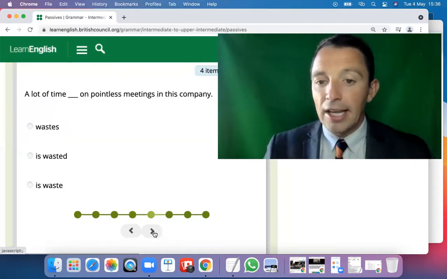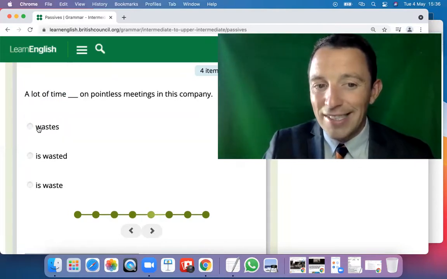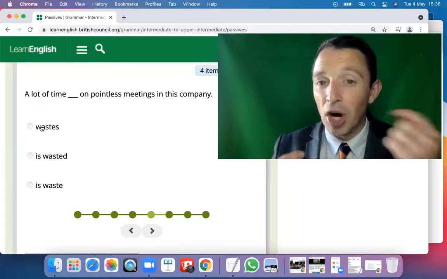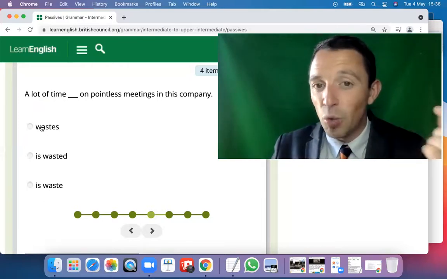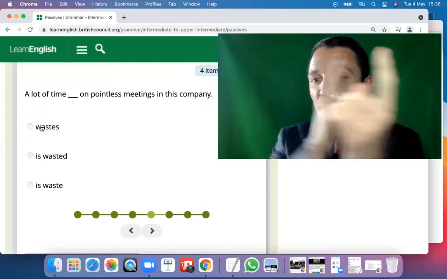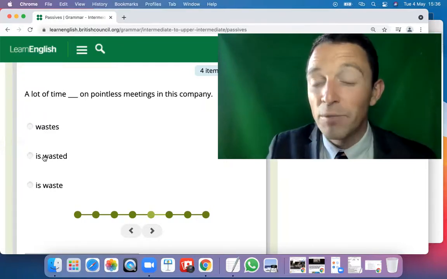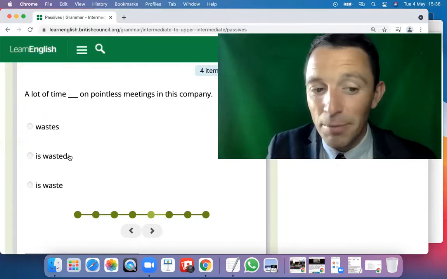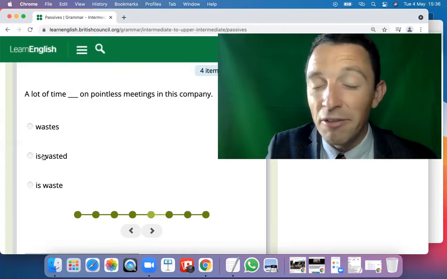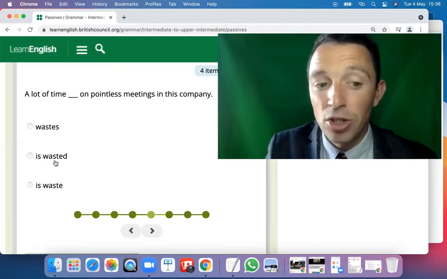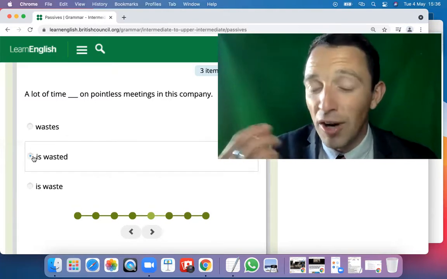Okay. The next option, a lot of time wastes on pointless meetings in this company. So the verb to waste, but it's usually the person. I waste time, you waste time. So for this reason, I think it's the passive sentence. So we need the verb to be plus the participle. And the second option, we have the verb to be plus the participle. So for me, this is definitely a strong candidate.